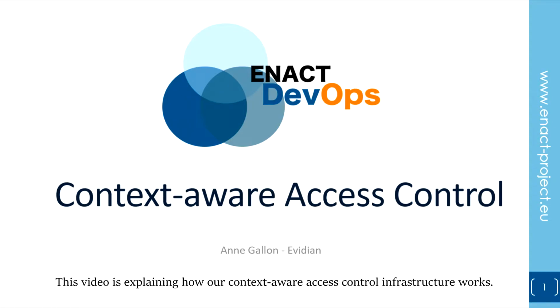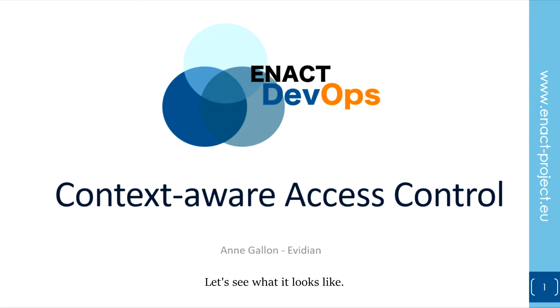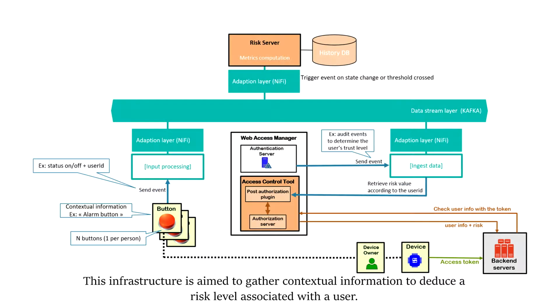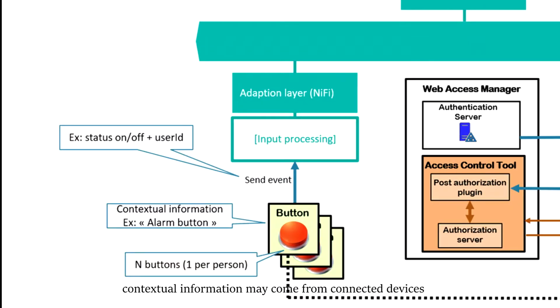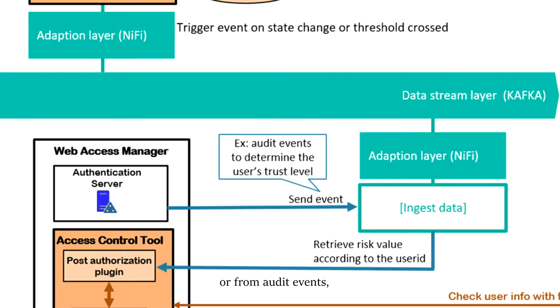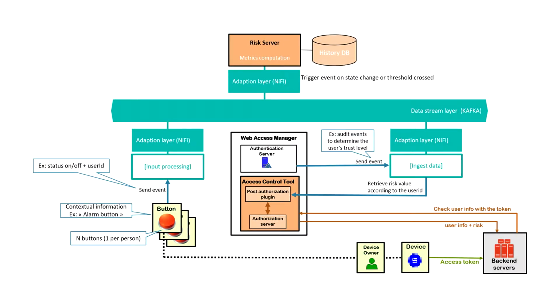Hello. This video is explaining how our context-aware access control infrastructure works. Let's see what it looks like. This infrastructure is aimed to gather contextual information to deduce a risk level associated with a user. For instance, contextual information may come from connected devices, or from audit events, stored by Web Access Manager.